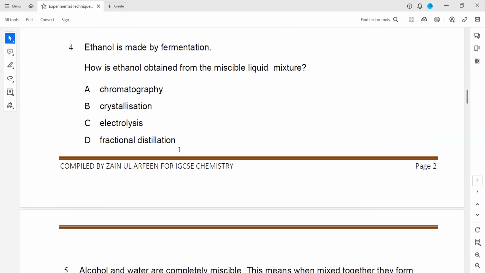Next: ethanol is made by fermentation. How is ethanol obtained from a miscible liquid? When we have miscible liquids, two liquids which are mixed with each other, which technique do we use? We use fractional distillation. Fractional distillation is a technique which we use to separate two or more miscible substances from each other. Like when two substances are mixed, we use fractional distillation.